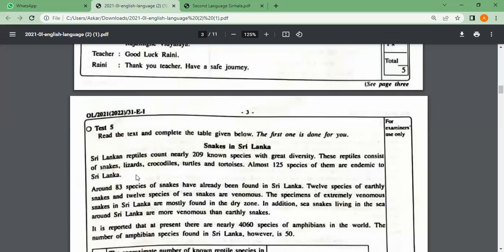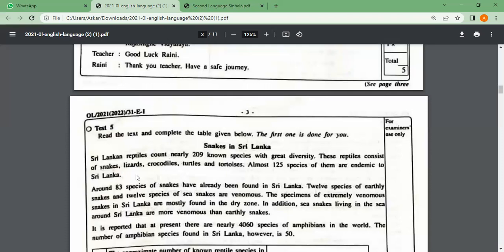Regularly occurring within an area or community. So endemic means they are in Sri Lanka. Mostly 125 species of 209 species are there in Sri Lanka. Okay, so around 83 species of snakes. In snakes it says 83 species. Variety of 83 are there. 83 species of snake have already been found in Sri Lanka.